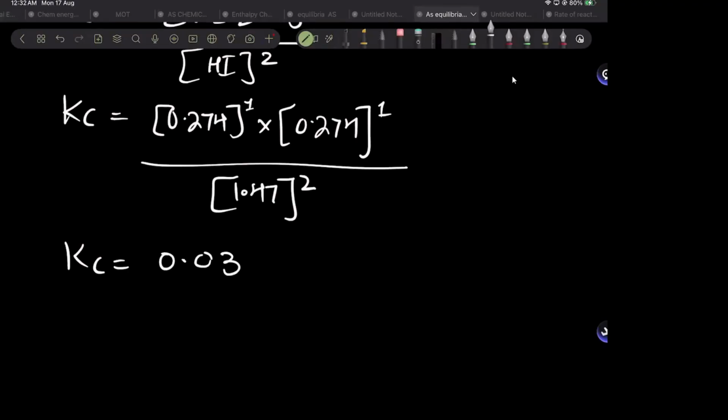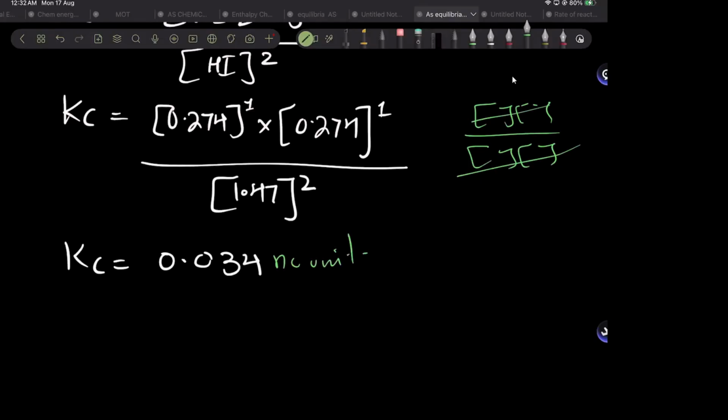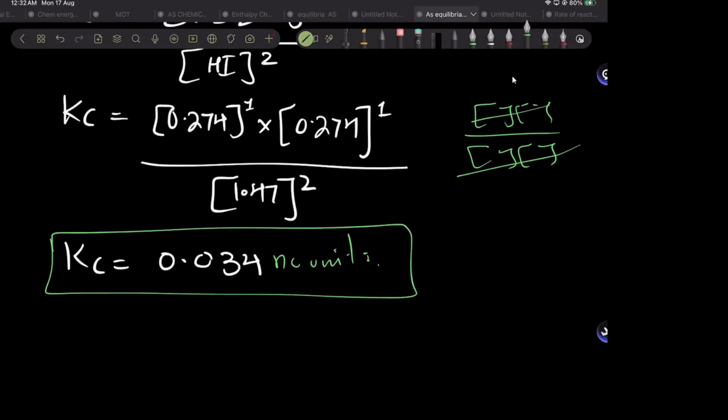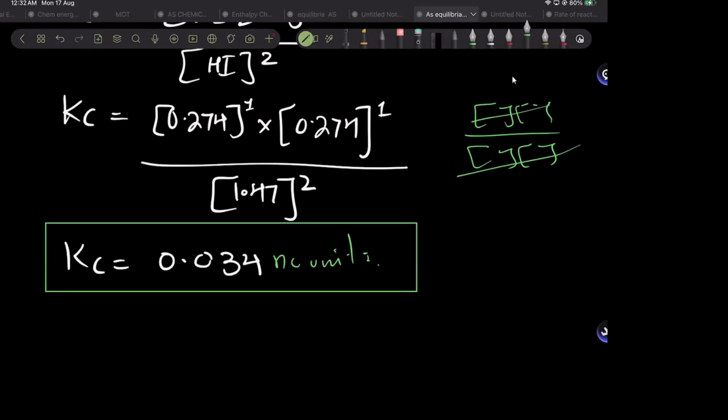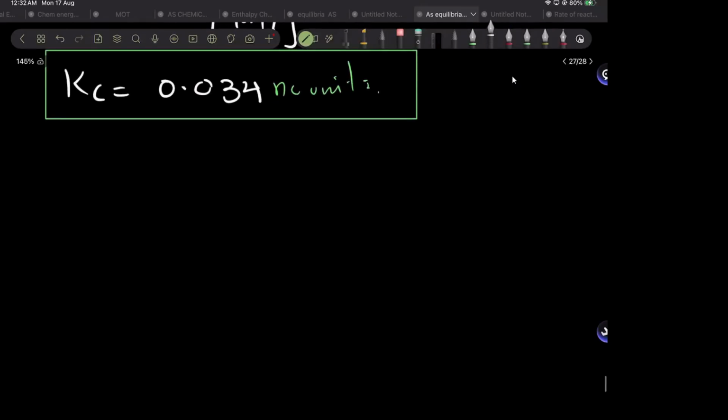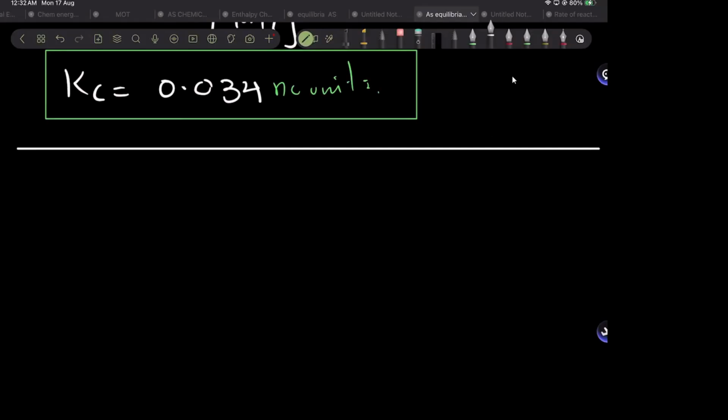0.034. And what would be the unit of Kc? We have to find that out. We have two square brackets on the top and two square brackets on the bottom. So no units. No unit. All right. This was the second type of question, which is very easy compared to the first type of question. Now we'll move on to the third type of question, in which you've already been given the Kc value and you have to find one of the equilibrium moles of either the reactants or the products.